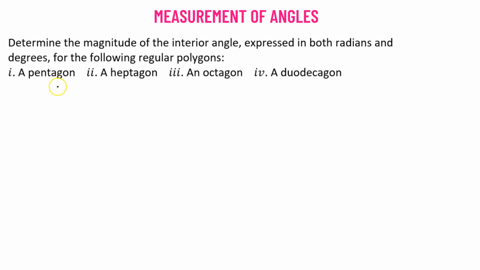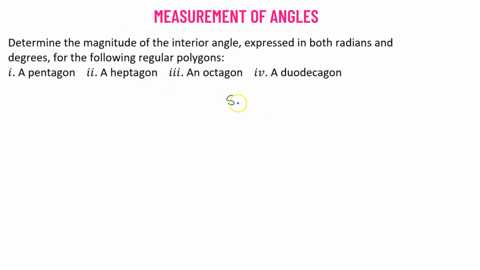So here we need to determine the magnitude of the interior angle, and we need to express it in both radians as well as degrees for the following regular polygons. Let us begin with the first polygon, a pentagon. But before continuing with the polygon, let's state a few properties.